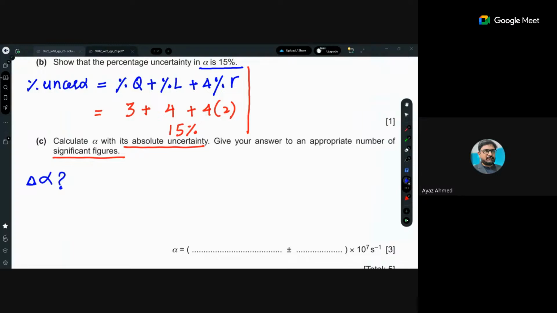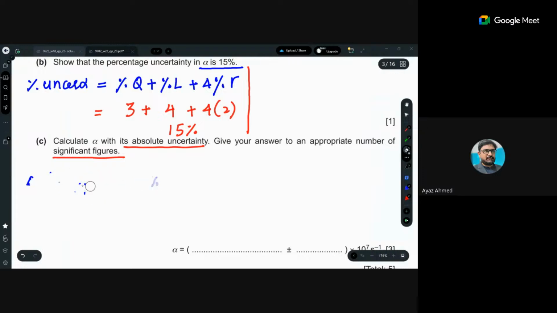As you know, in these types of cases, we consider that delta alpha, the absolute uncertainty in alpha, divided by the value of alpha is equal to whatever the percentage is, which is 15%. So you can write that 15% is the percentage uncertainty in alpha. The percentage uncertainty in alpha means delta alpha divided by alpha times 100 equals 15. So I would like to write this in this way.